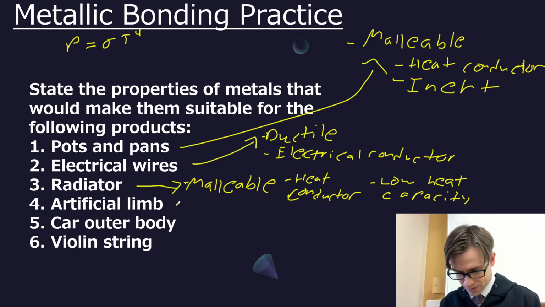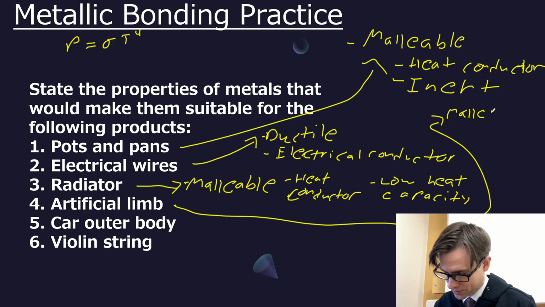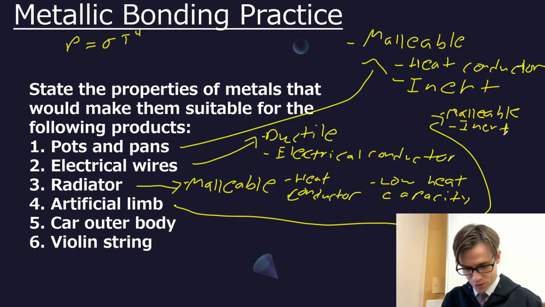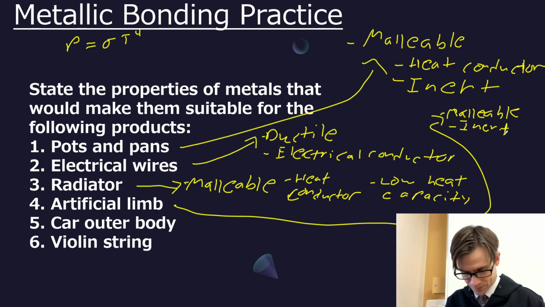All right, artificial limb. What can we say about this? I think we want that to be malleable to get correct shapes for like bones or joints. We want that to be inert. We don't want that to be reacting with things in our body. So we'll choose special metals that have that property. And I don't think we care too much whether these are electrically conductive or heat conductive, but yeah, malleable and inert.